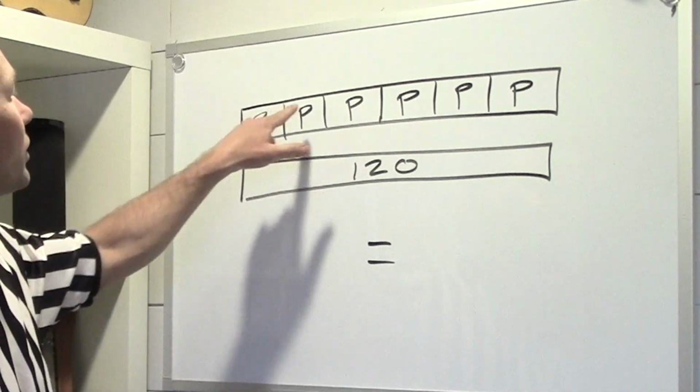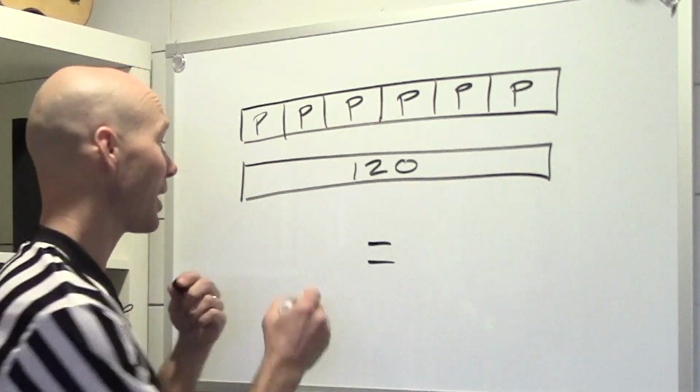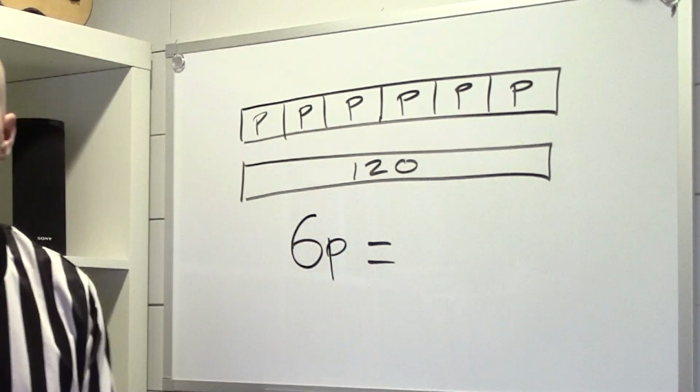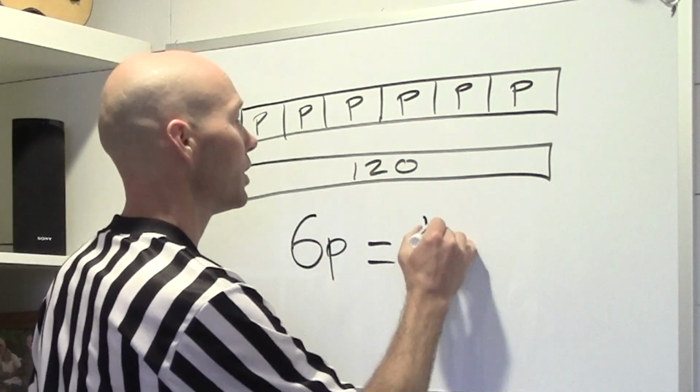You have 1, 2, 3, 4, 5, 6 p's. So the way we write that is 6 times p, 6p, and that is equal to 120.